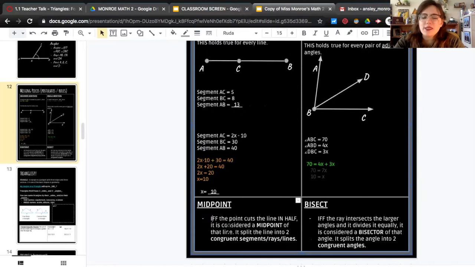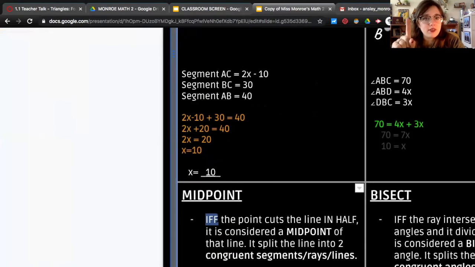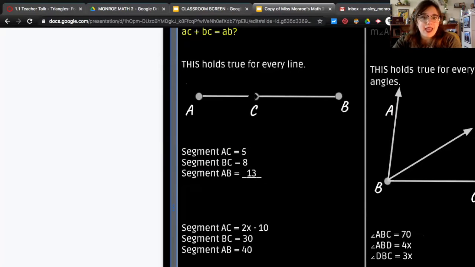We can take that one step further and say, if and only if that middle segment cuts the line in half, we can say it is a midpoint. If you ever see if written with 2 F's, it means if and only if. So under no other circumstances will it be considered a midpoint. It has to cut the line in half. So if that was the case, segment AC would be equal to segment BC.